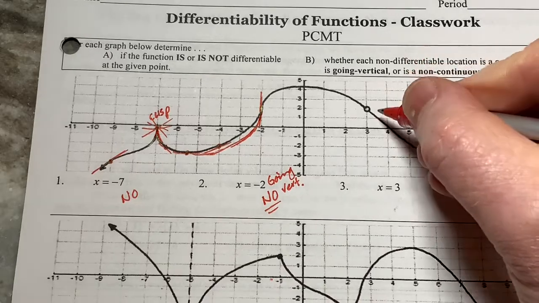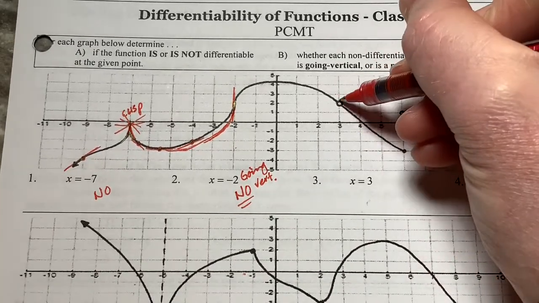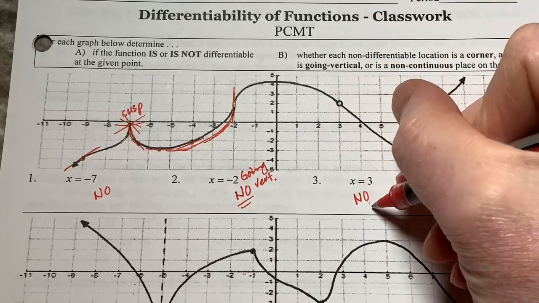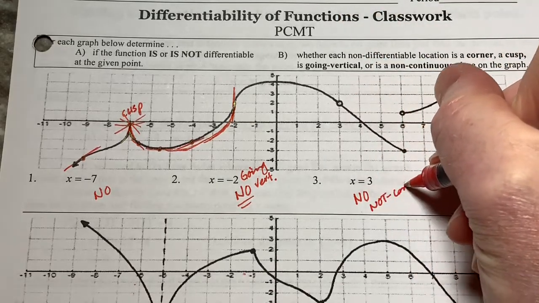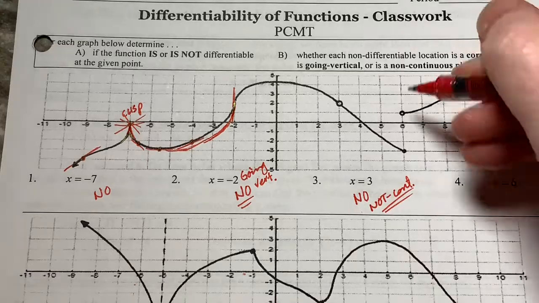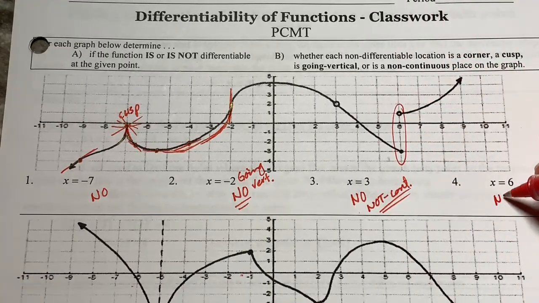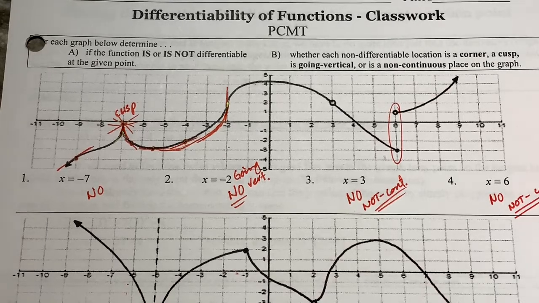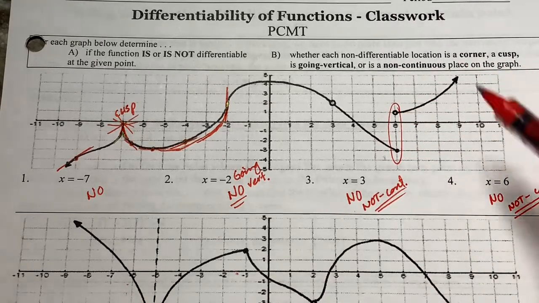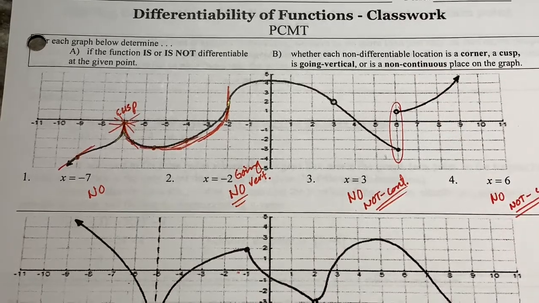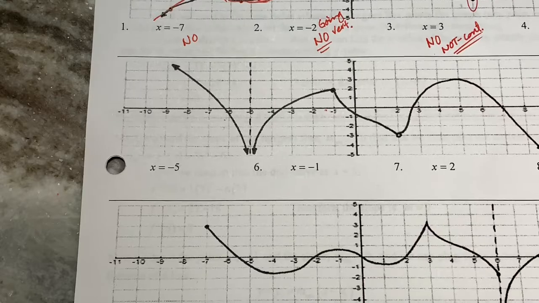All right, and what about here at 3? Well, at 3, it looks to me like there's not even a point. So definitely no, I cannot take a derivative. Why? Because it's not continuous, right? If there's no point there, how can I take a derivative at that point? What about here at 6? At x equals 6, I've got to say no again. Why? Because it's not continuous. You could say because there's a jump there, but the question said to say if it's not continuous, so I'm just going to say that.